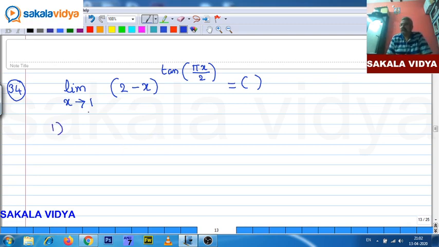First option, e to the power of 1 by pi. Second option, e to the power of 2 by pi. Third option, e to the power of minus 2 by pi. Fourth option is e. This is the question.